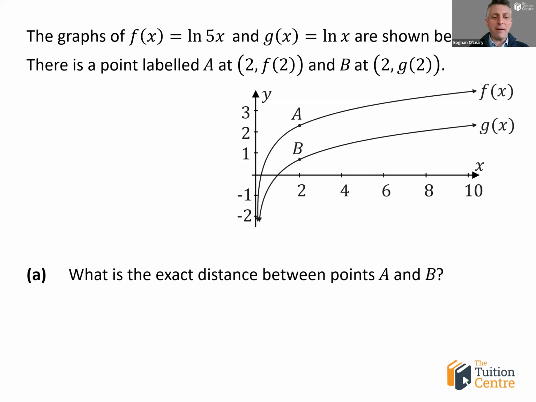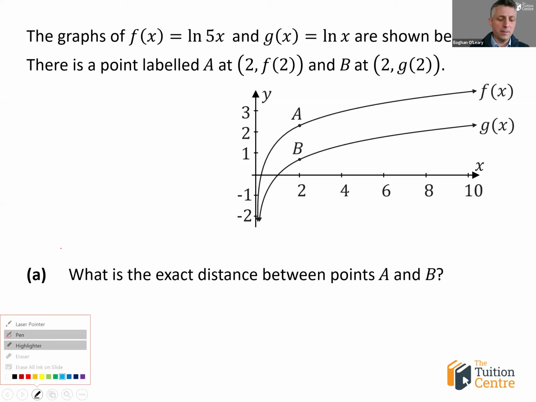So it says the graphs of the function f of x equals ln of 5x and g of x, which is ln of x, are shown below. There is a point labeled A, which is 2, f of 2, and B, which is 2, g of 2. So meaning you have your x coordinate and your y coordinate.